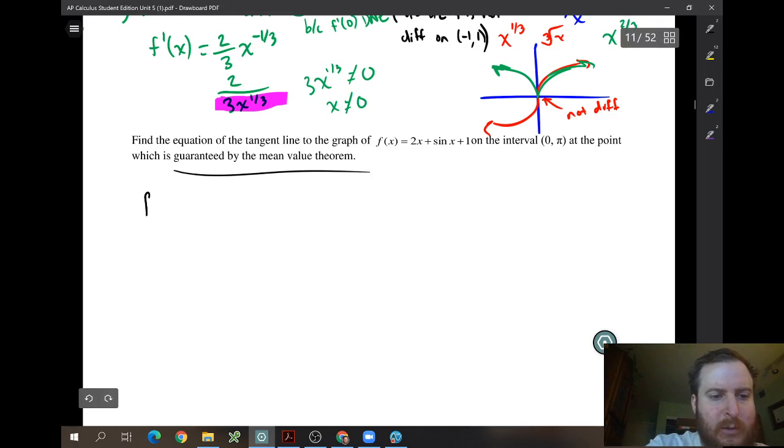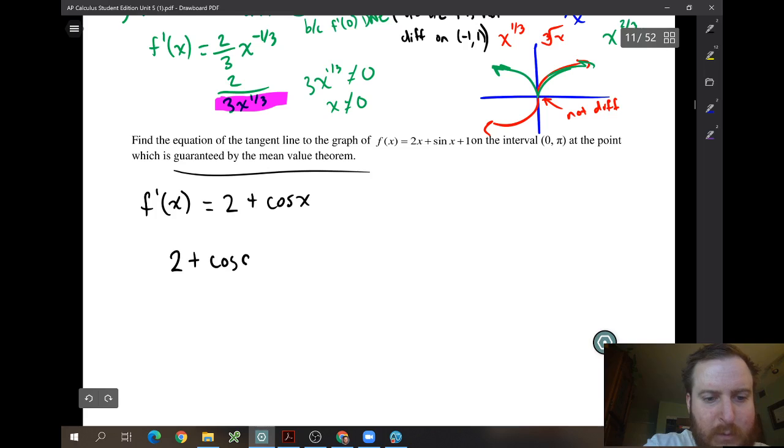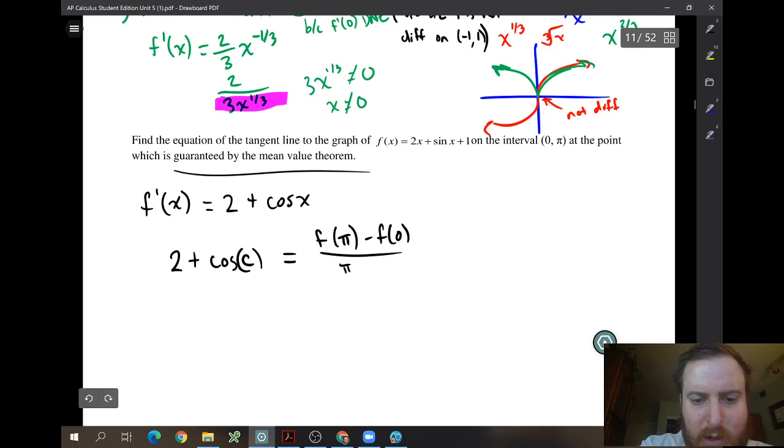So what we're going to do first is we're going to take f prime of x, and that's going to be 2 plus cosine of x. Then we're going to change the cosine of x to a cosine of c. We're going to equal that to f of pi minus f of 0 over pi minus 0. Some people like to do this part off on the side. So I'm okay with that.